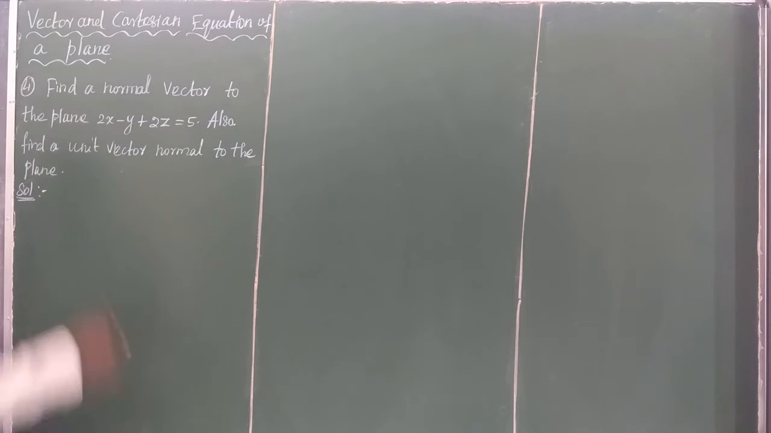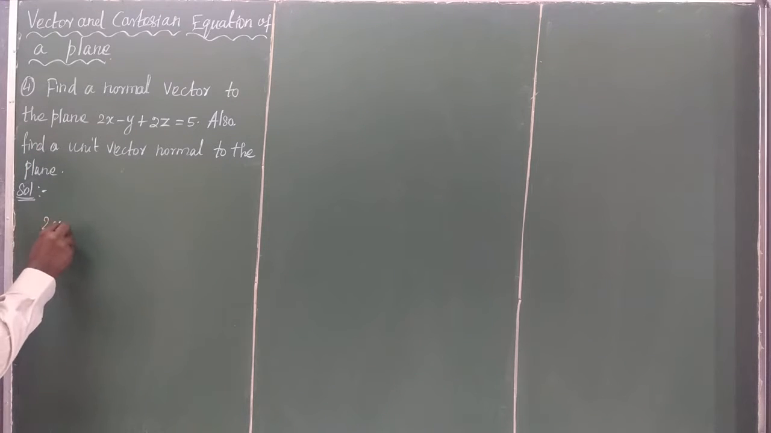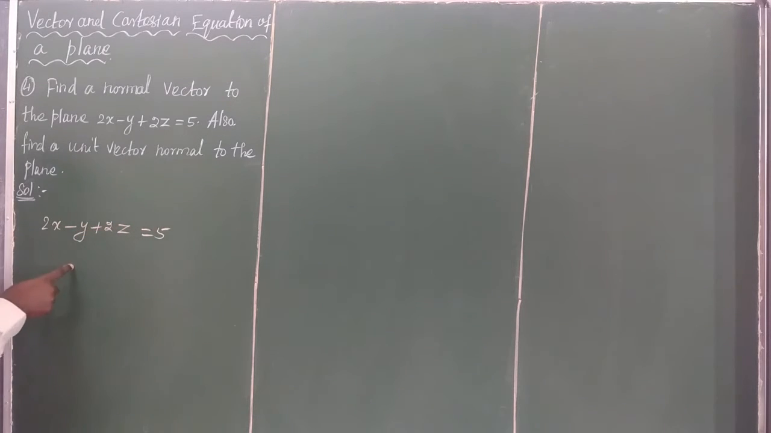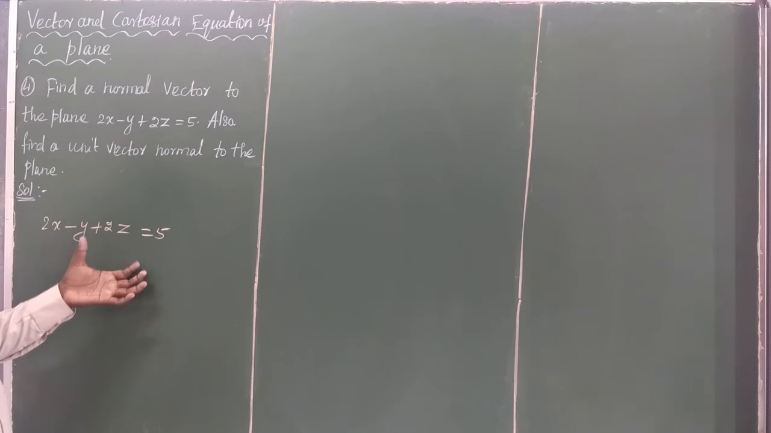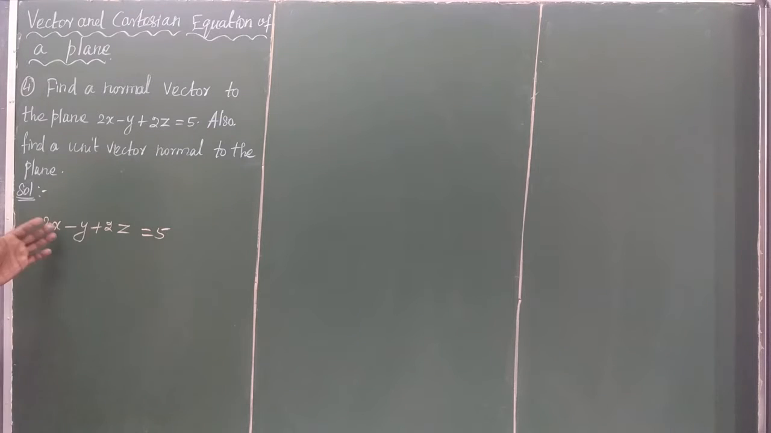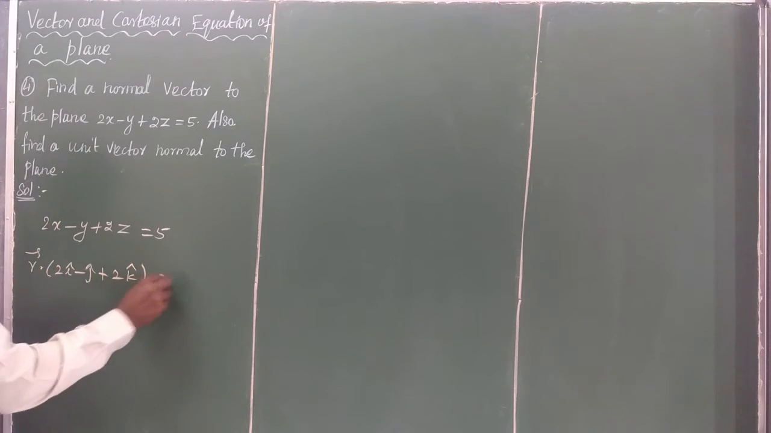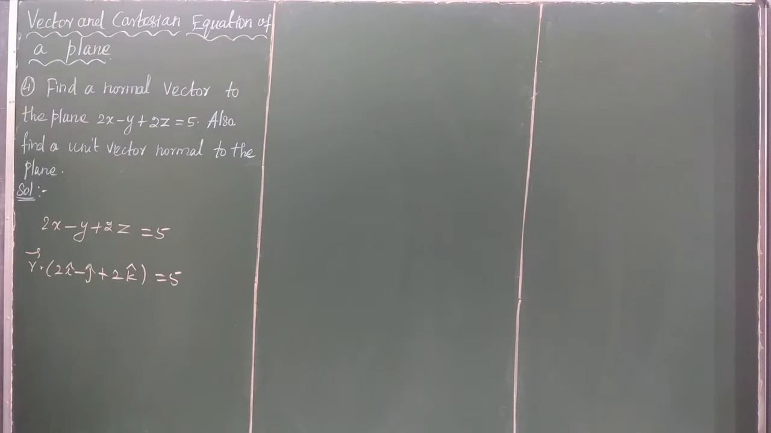So, what is the given plane equation? 2x minus y plus 2z is equal to 5. This is the Cartesian form of the equation of the plane. Now I convert the Cartesian form to vector form. We know that r vector dot (2i cap minus j cap plus 2k cap) is equal to 5. This is the vector form.